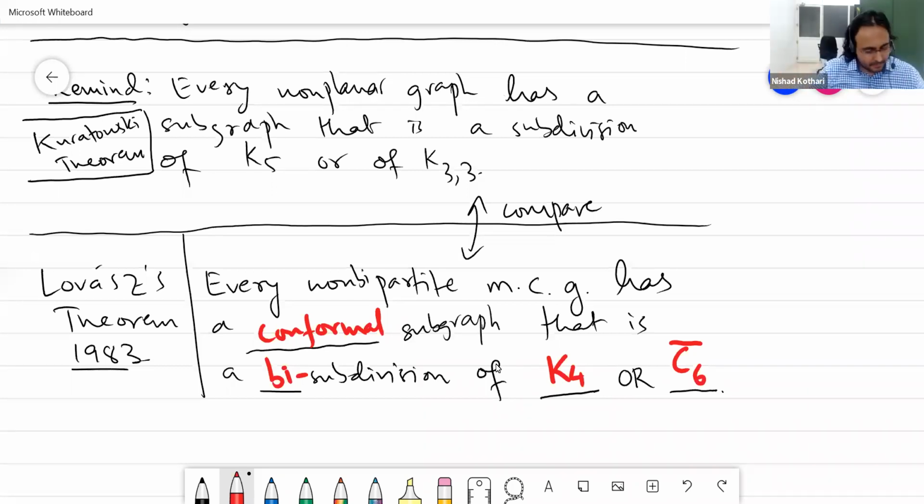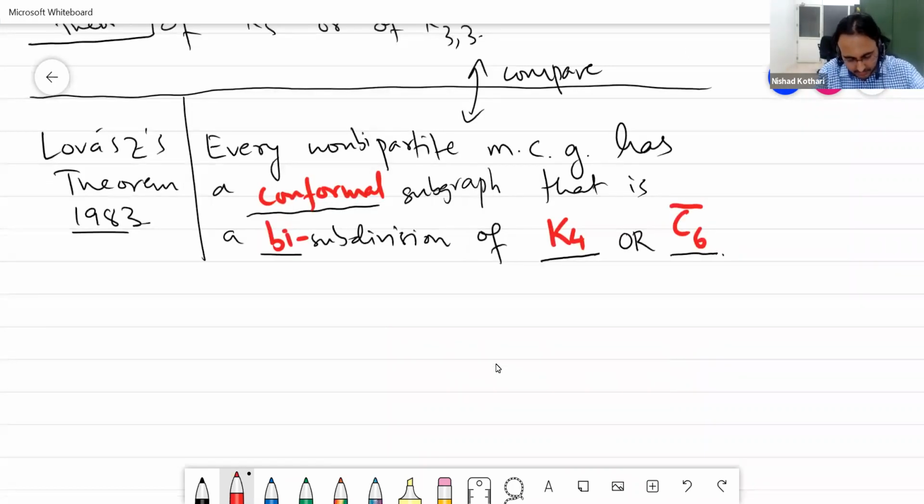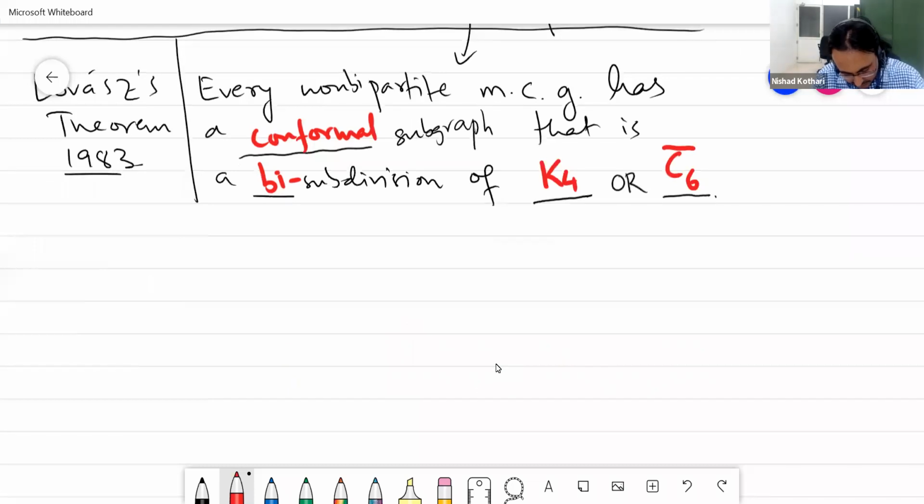Okay, thank you. All right, so in order to explain all of these definitions, I want to use some examples. Let us look at the Petersen graph. Oh, no, maybe not the Petersen graph. Let us look at this graph.